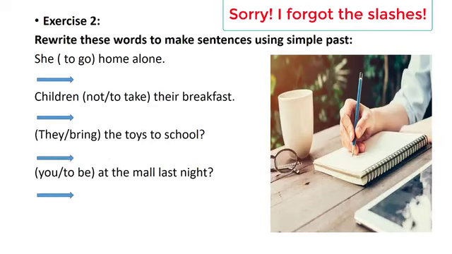Exercise number 2, you have to rewrite these words to make sentences using simple past. So you have the words she, to go, home, alone. So use the simple past. Okay, can you get the simple past of the first one? She, to go, home, alone. Make sentences using simple past.